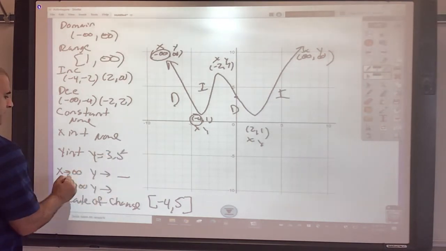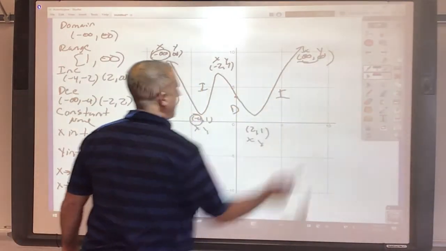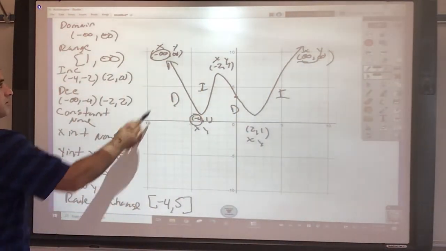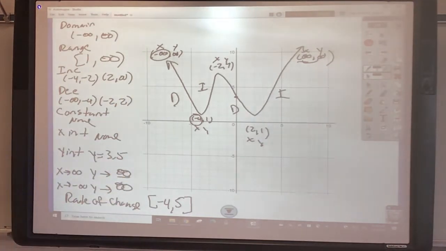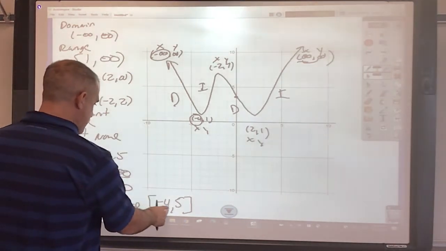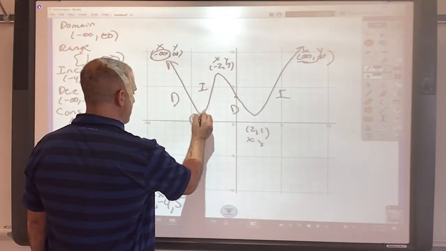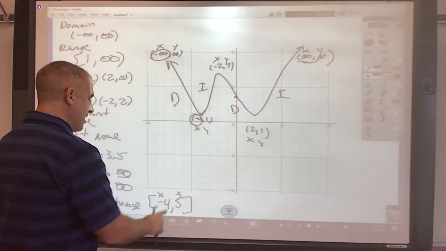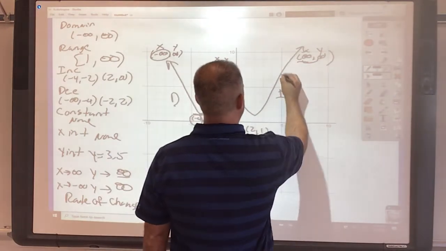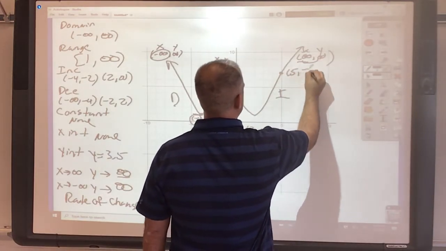As x approaches infinity, y approaches infinity. As x approaches negative infinity, y also is going to be infinity. Now, we talked about this in another video about rate of change. Concept being from -4, so this is an x and this is an x. So at -4, I'm at -4, 1. At 5, I have to estimate that. At 5, I'm right here at 5, 7.